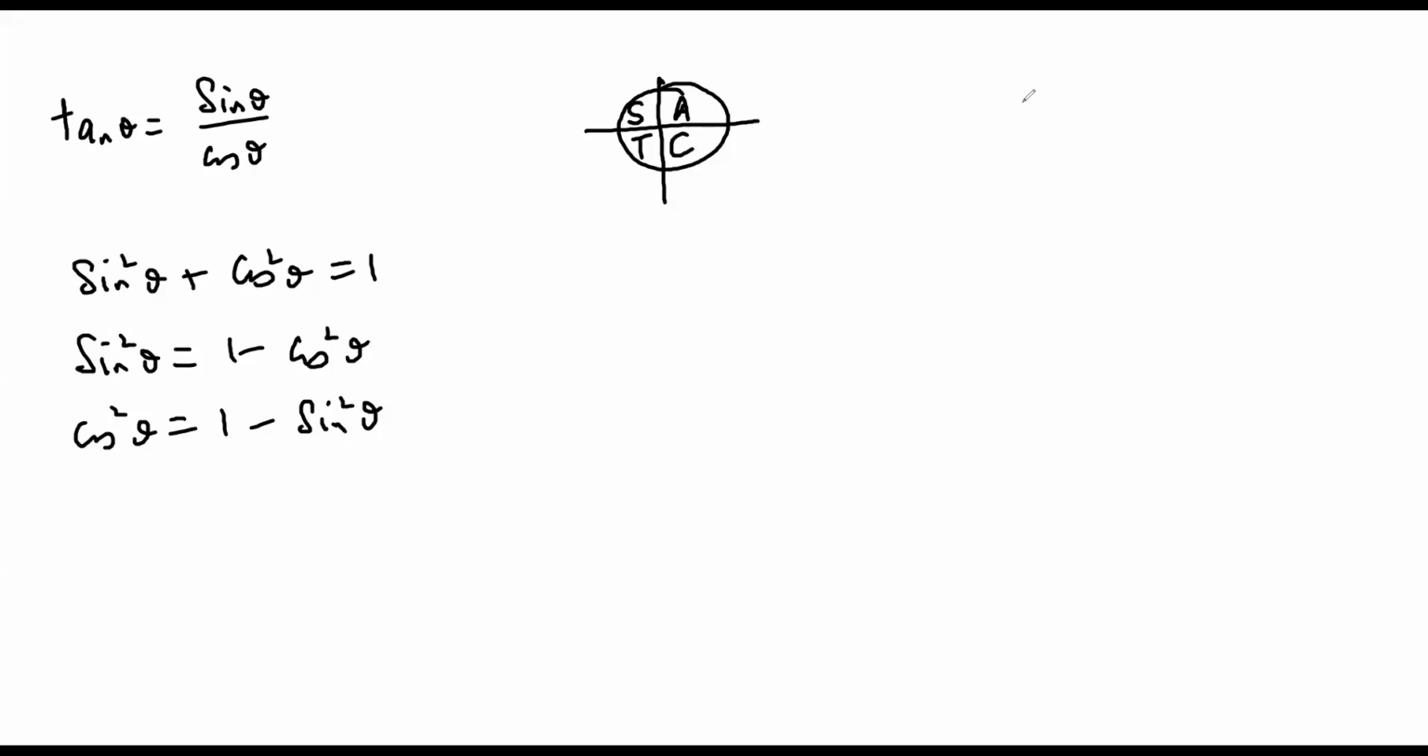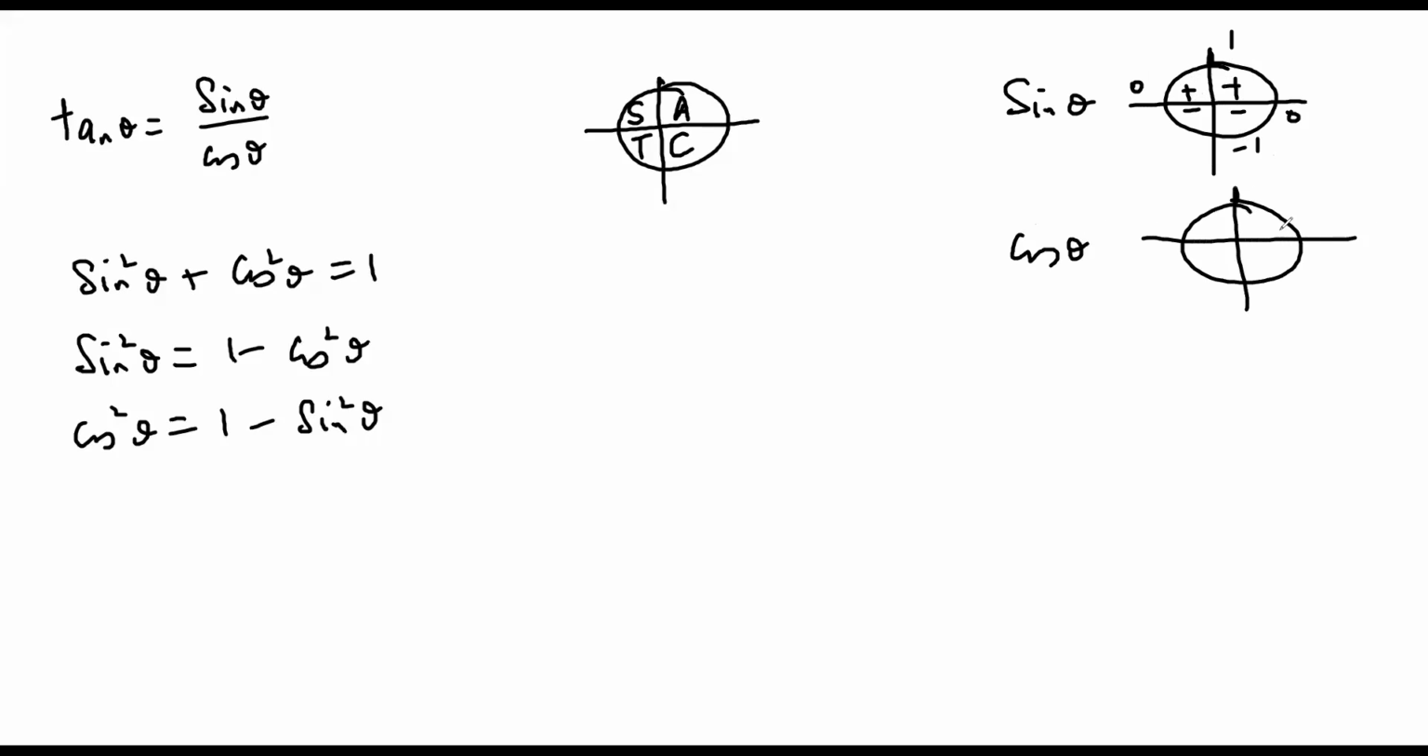Okay? And if you look at this sine theta separately, so sine was positive in these two quadrants, negative here, it was 0, 1, 0, minus 1. And then for cos theta, you have positive in these two quadrants, negative here, 1 here, minus 1 here, 0 here, 0 here. And then for tan theta, you had 8 critical values, okay?